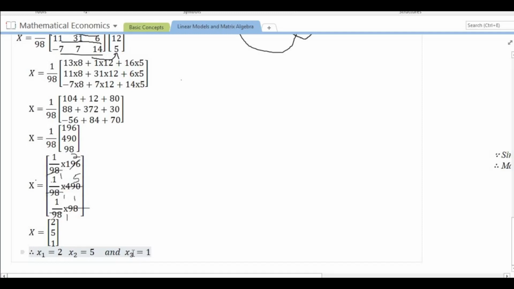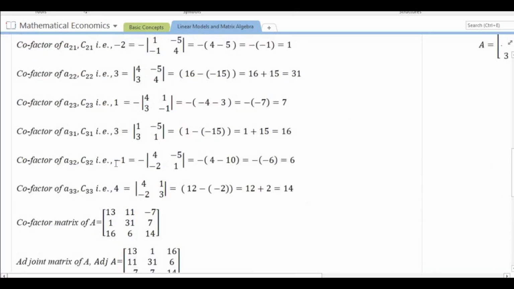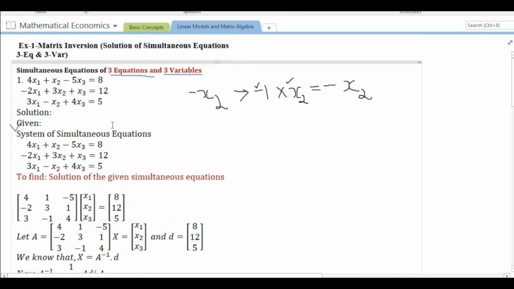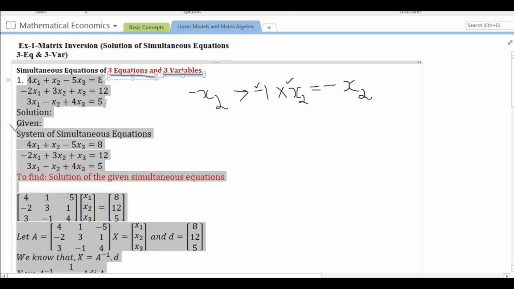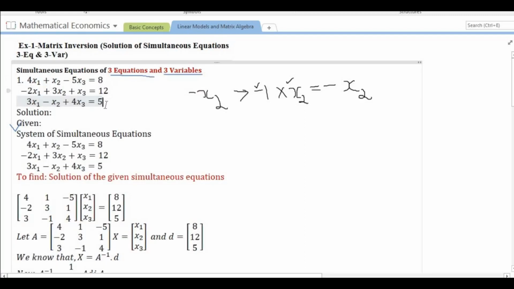Now if we substitute the values of all these variables in either of the equations given in the problem, we will satisfy the conditions where the left hand side is equal to the right hand side.